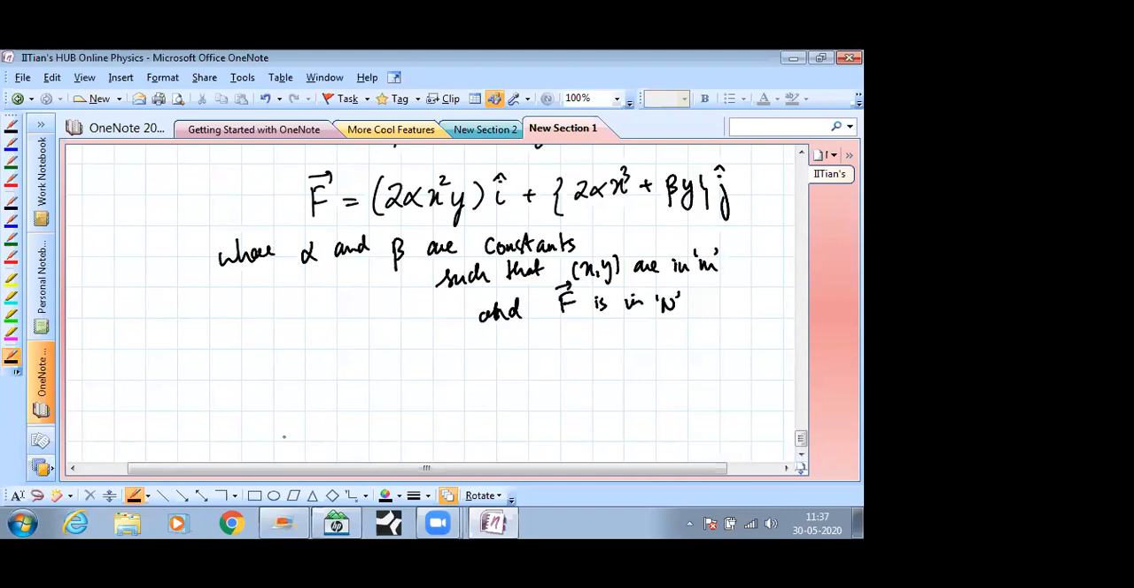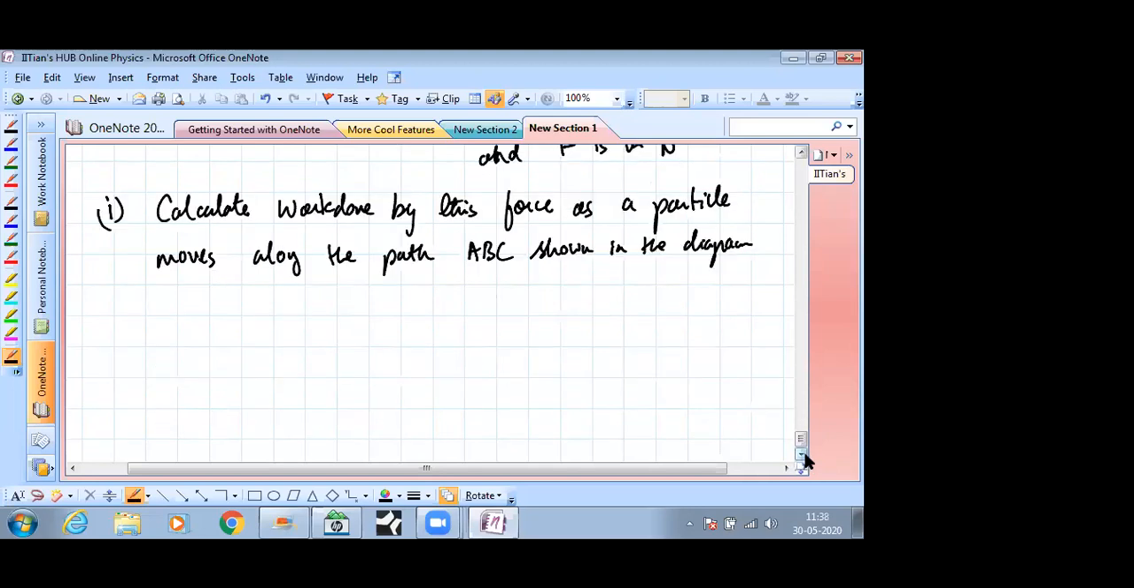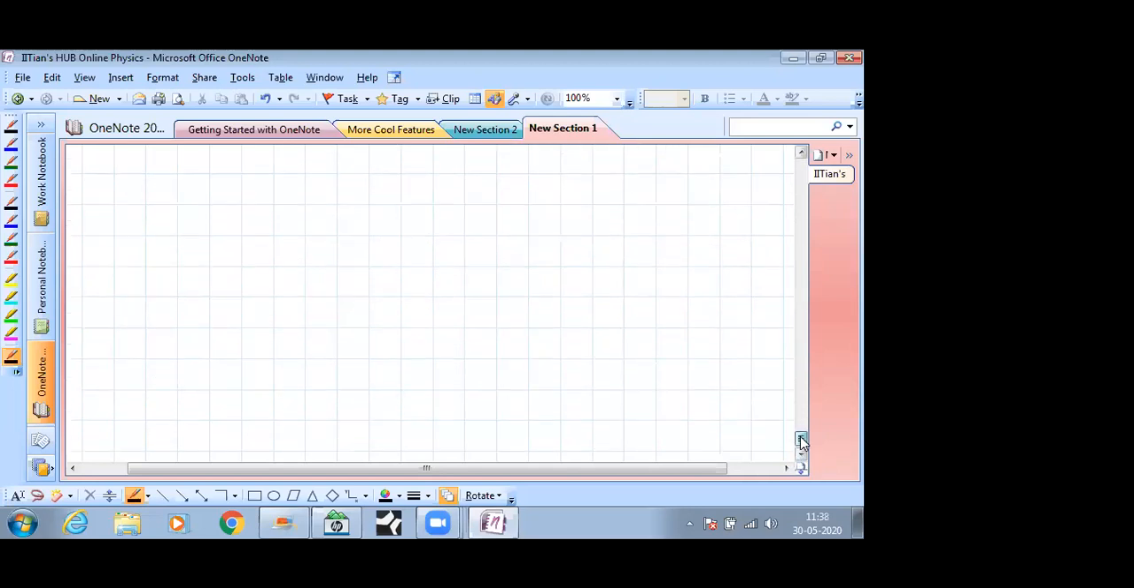So we want to calculate the work done by this force as a particle moves along the path ABC shown in the diagram. This is the first part of it. So now let's come to the diagram.